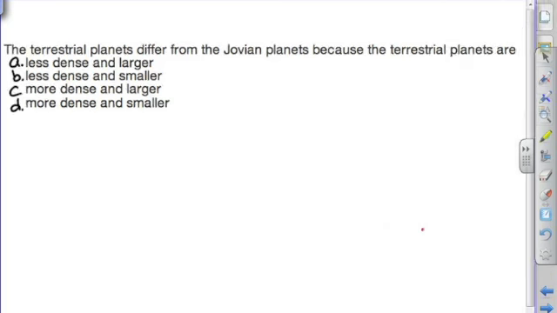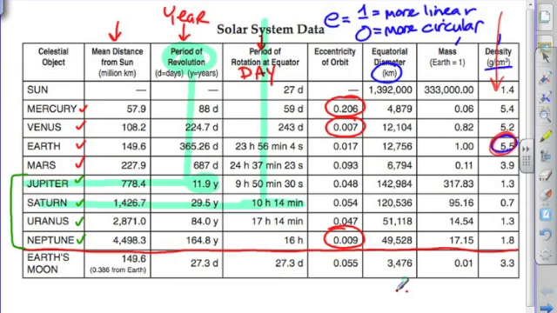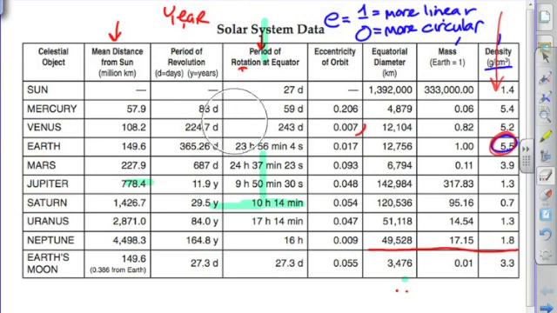Another sample question. The terrestrial planets differ from the Jovian planets because the terrestrial planets are, and then it looks like they want me to consider density and size. So let's bounce back to the reference table and check out my density and size. I'm just going to clean it up a little bit for consideration. Density and size with differences between the Jovian and the terrestrial planets.